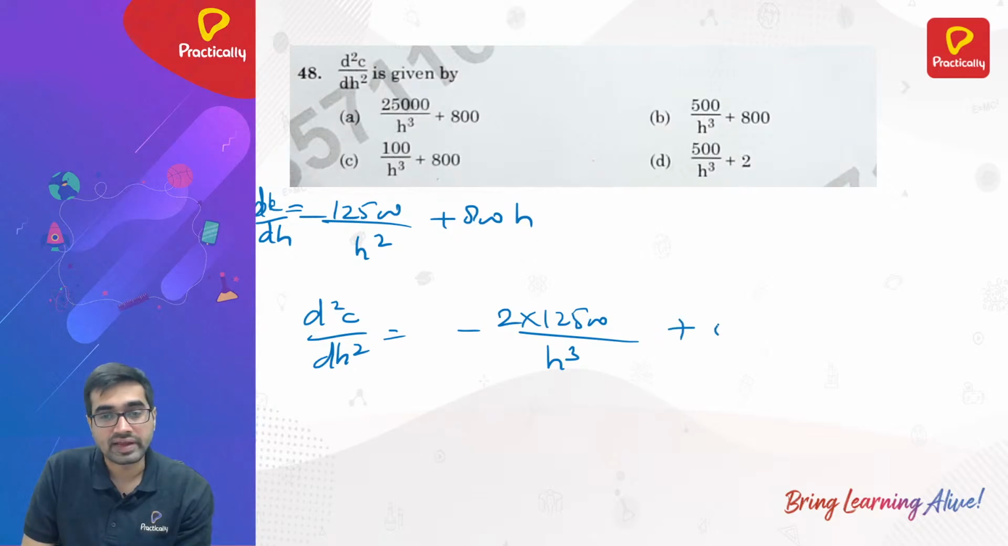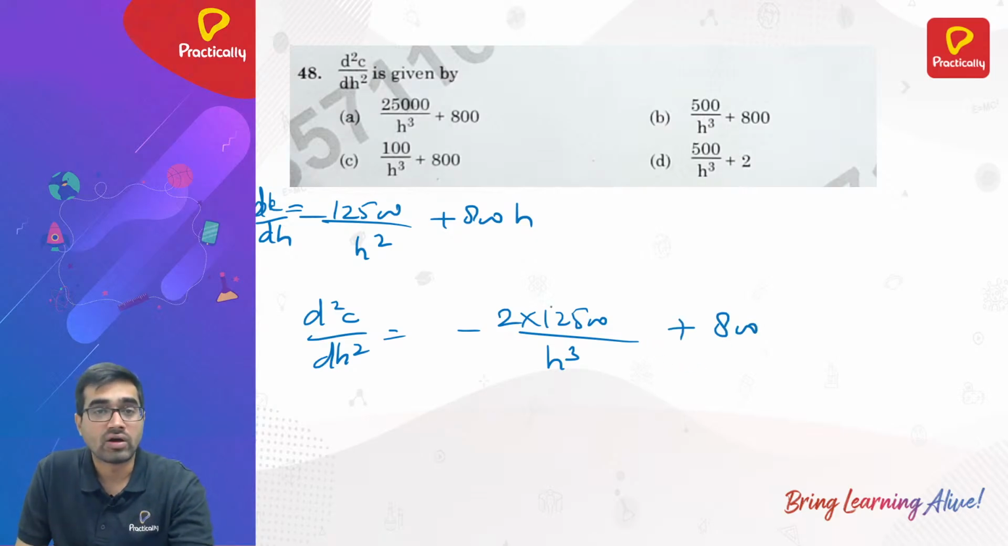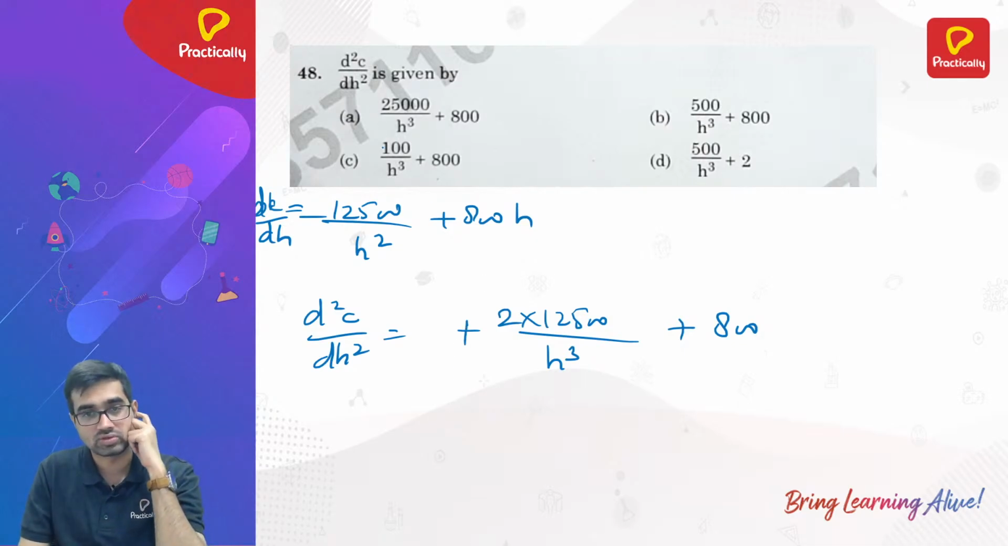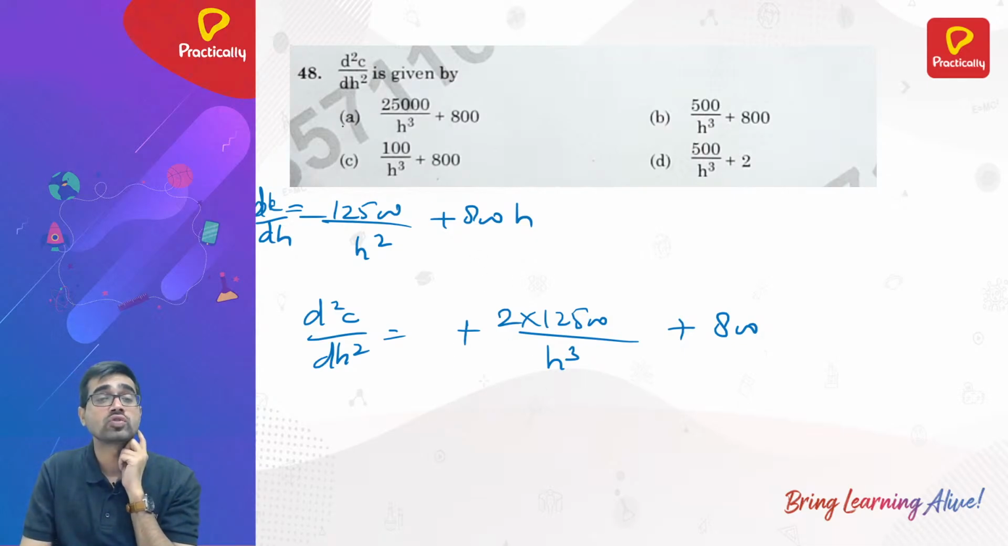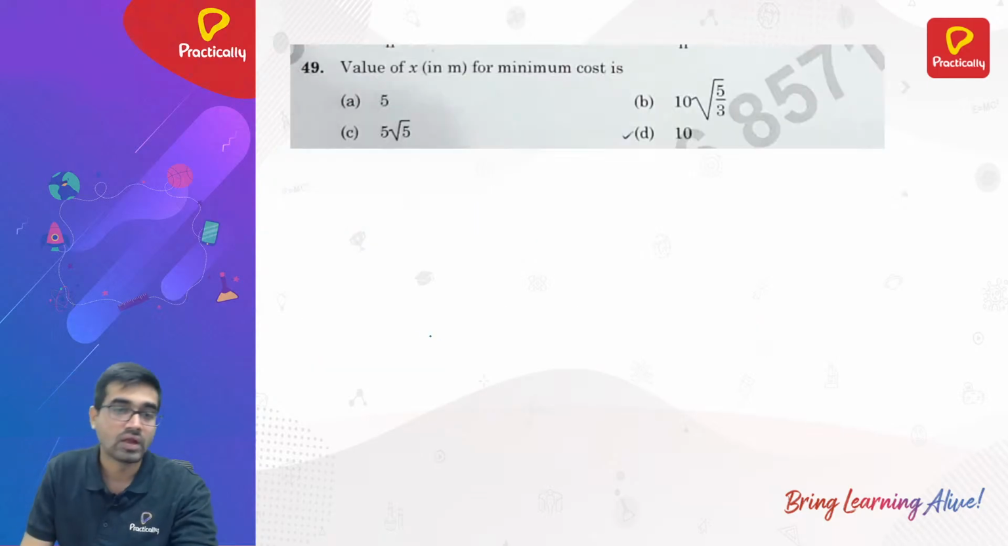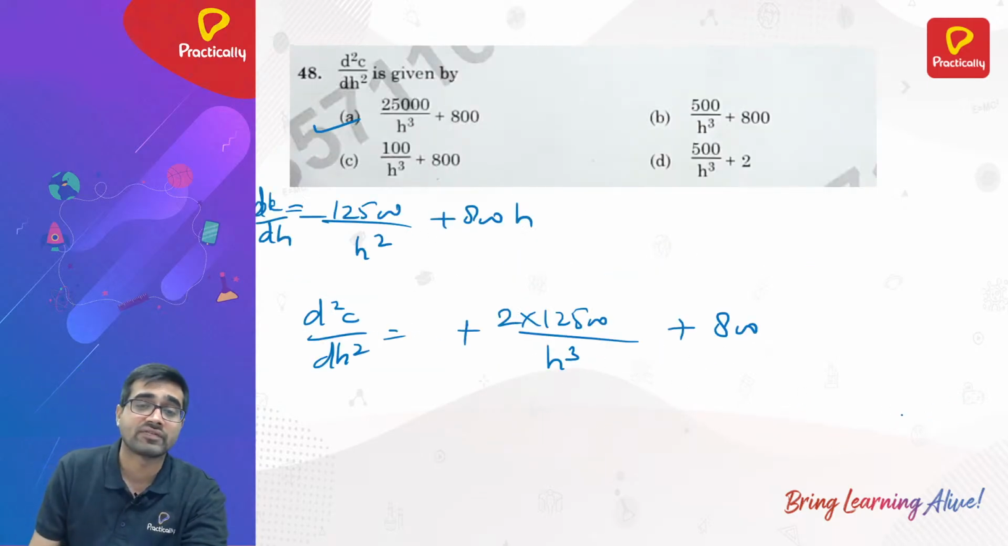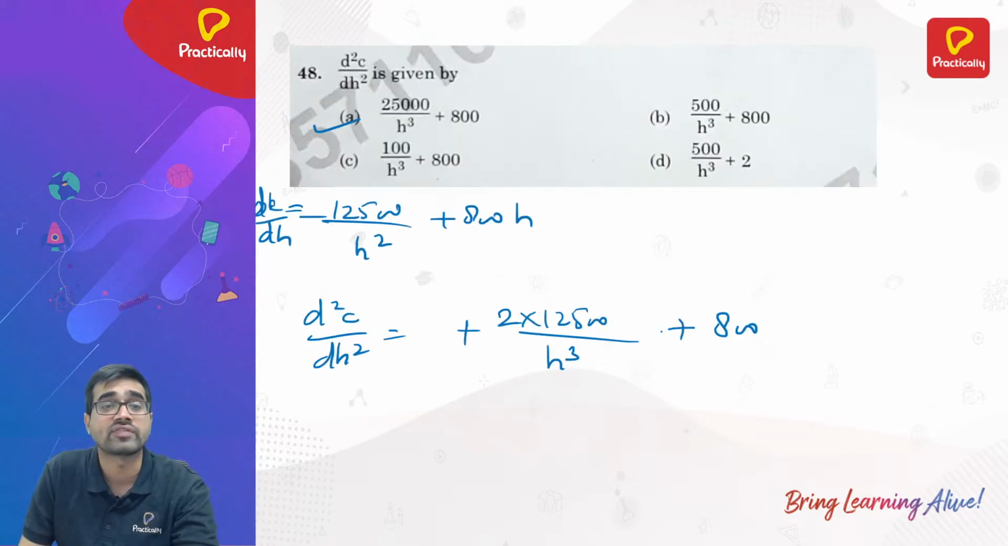Now you will have 800. Now you see which one is giving the, okay, both minus will come, so this will become plus. So this will be double of 125, which is 250. So this is the correct answer. Now this is the minimum. You found that h is 2.5.